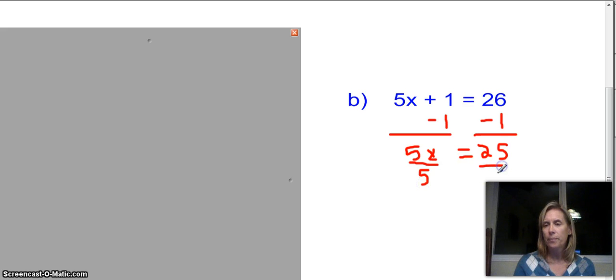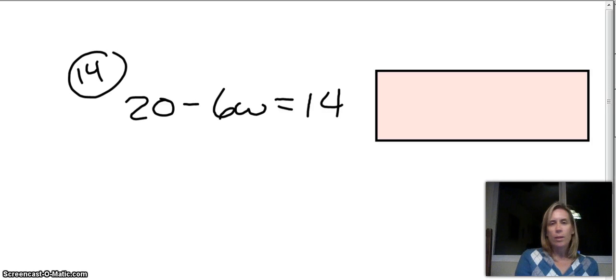Good. And I'm sure you know the answer. The solution for x is 25 divided by 5 is 5. Good. And when we plug 5 in, we end up with 5 times 5, 25, plus 1 is 26. Yay, we got the answer. Good. We're going to try number 14 from the book because it is trickier.